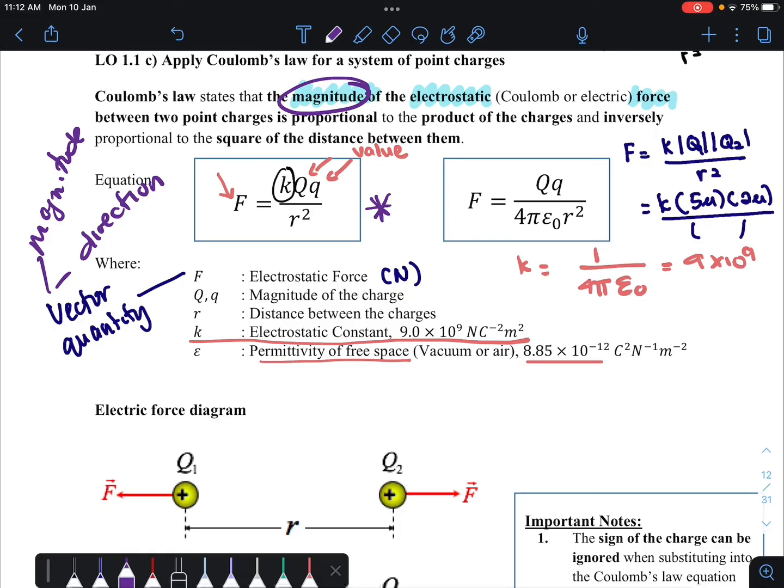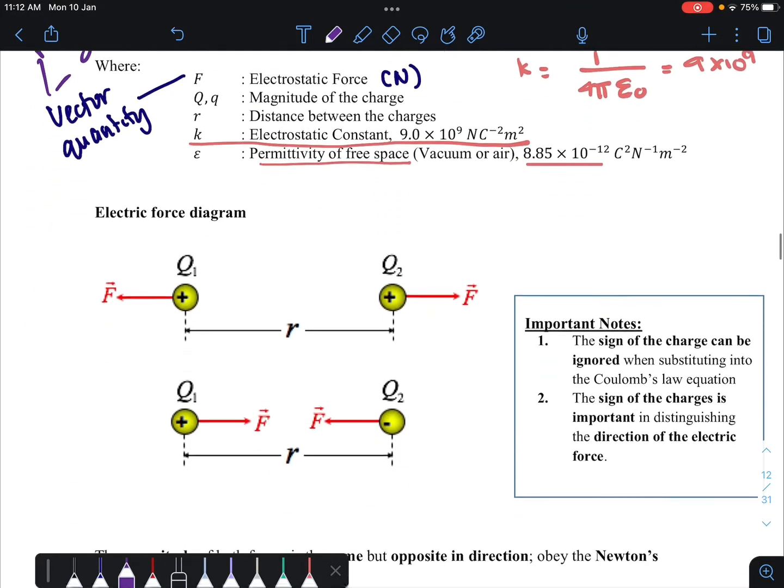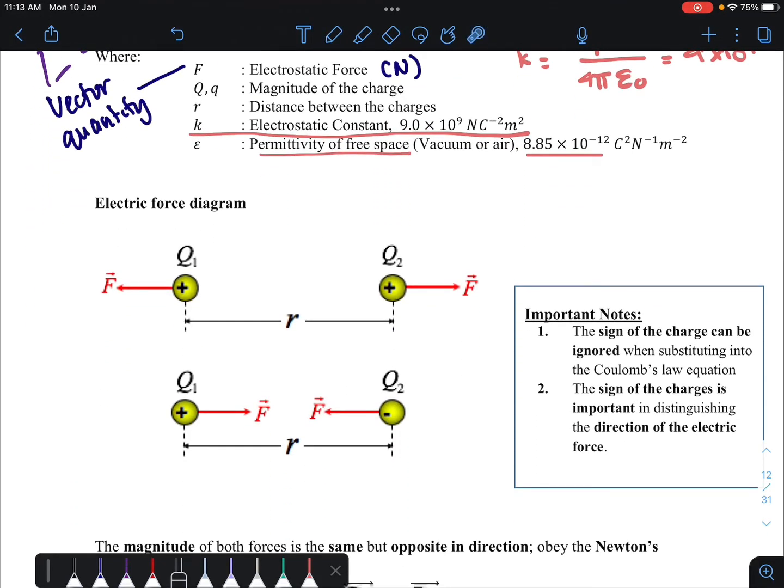Macam mana nak tentukan direction? Okay, to tentukan direction, you must be able to sketch that electric force diagram. So, look at the charges that you have here. Let's say you have charge Q1, positive charge, placed next to Q2, which is also a positive charge. Dan kita tahu, when you place two same charges next to each other, they are going to repel each other and move away from each other. Mereka akan bergerak menjauhi. Okay, they're going to move away from each other.